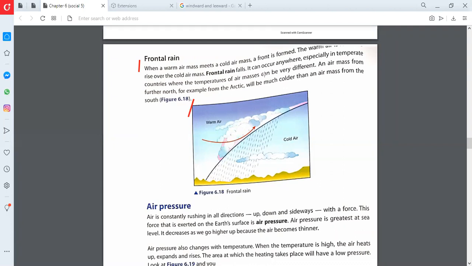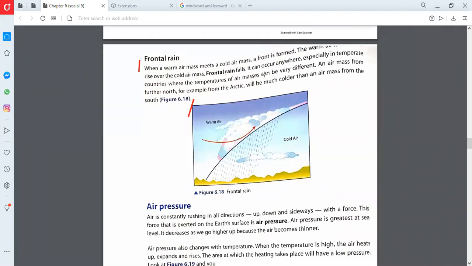Frontal rain: when a warm air mass... Okay, as you know, mass is a thing which has some weight. Yes, air has a weight. Sometimes there is so much air that we can't go forward. An example of an air mass is a storm, the sandstorm. Why do sandstorms come? Because of the wind, and wind is basically an air mass.